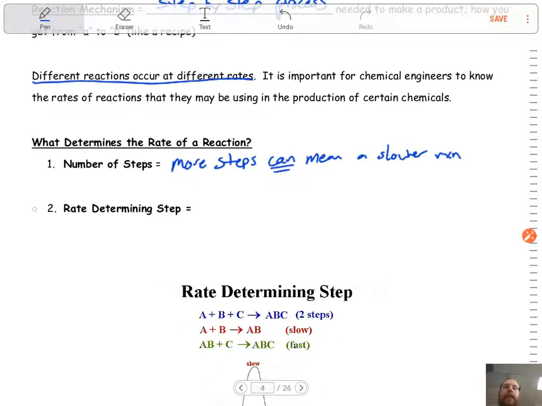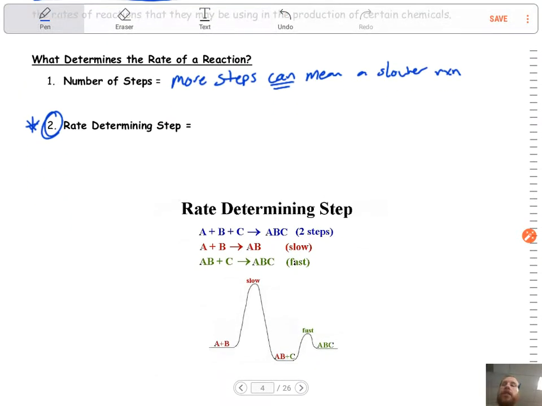The biggest thing, this is the key that determines how fast the reaction is going. That's called the rate determining step. All right. So that is the slowest step of the reaction. Okay. This is the most important factor.